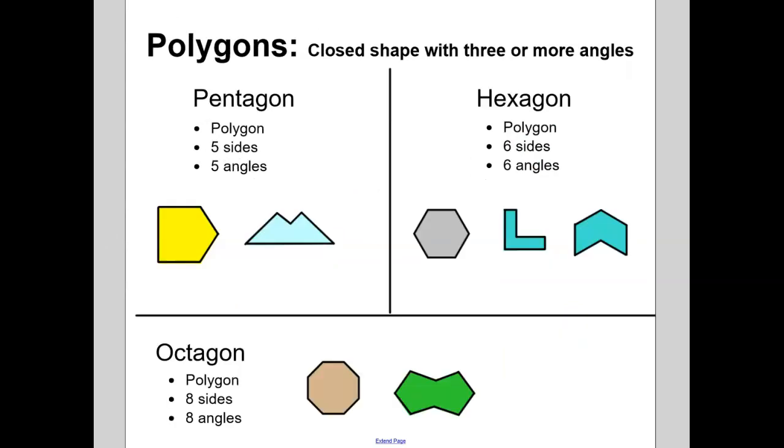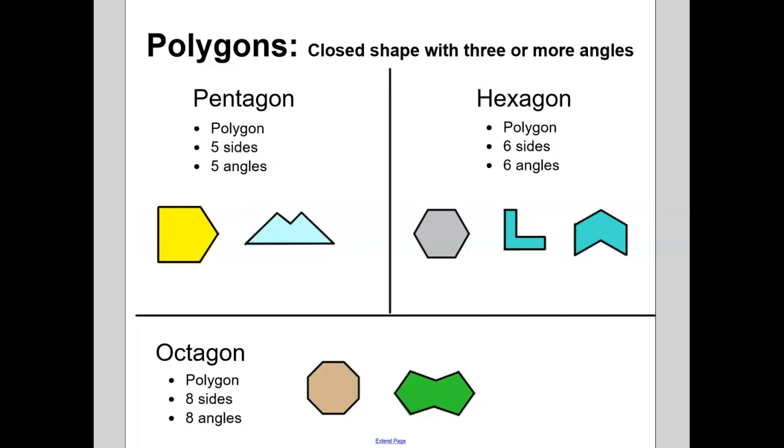Okay, here are the other polygons we're going to be learning about. Again, we know a polygon is a closed shape with 3 or more angles. So we're going to learn about pentagons. A pentagon is also a polygon, because to be a polygon, a shape just needs to have 3 or more angles and it needs to be closed. But a pentagon has 5 sides and 5 angles.